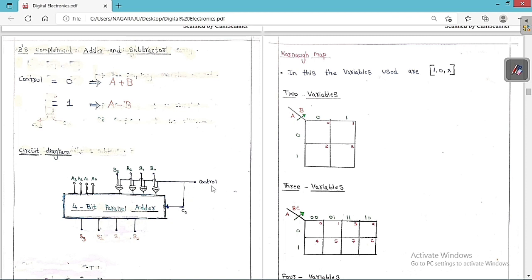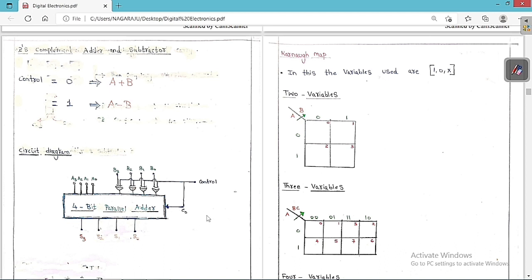Suppose you want the subtraction, A minus B, then you have to give the control signal as 1. Whenever you give the control signal as 1, the output will be B0 complement, B1 complement, B2 complement and B3 complement. And also C0 is equal to 1. I have already told you A minus B is simply A plus of minus B, and minus B is the complement of B. So the complement of B plus you have to add one more, which is 1.